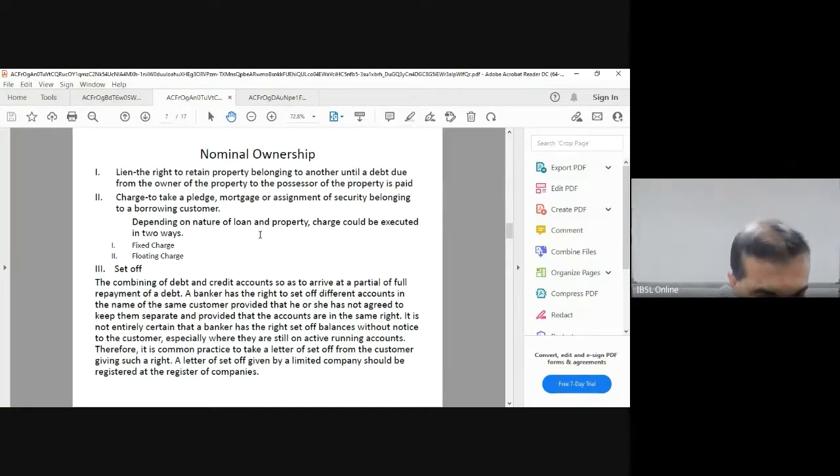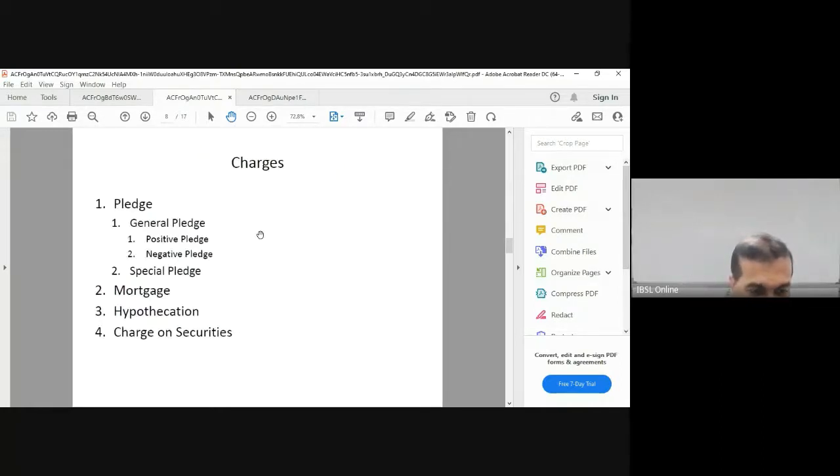A fixed charge is good for term loans. A floating charge is good for revolving facilities. When the security is revolving, you can have a floating charge. When the loan is revolving, you can have a floating charge. But the most popular one is basically the floating mortgages that we take for overdrafts and all. There are four methods of taking a charge.